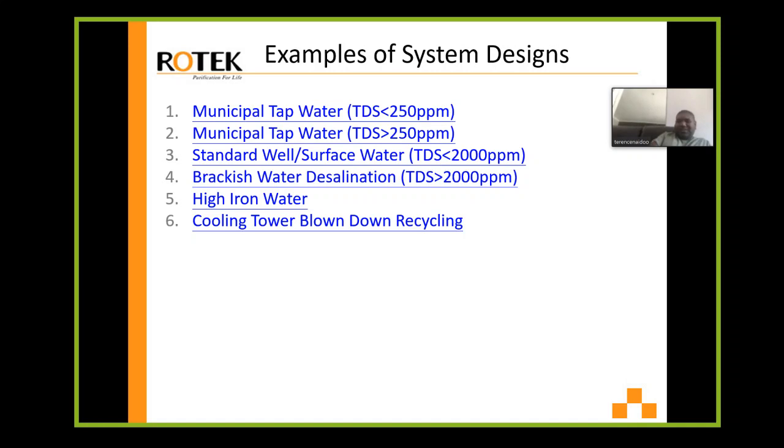Because each one has a different job. Each of them is doing a different job. Sand is removing particles, carbon is removing free chlorine and some organic matter, and the softener is removing hardness.